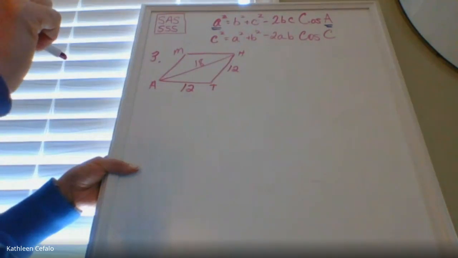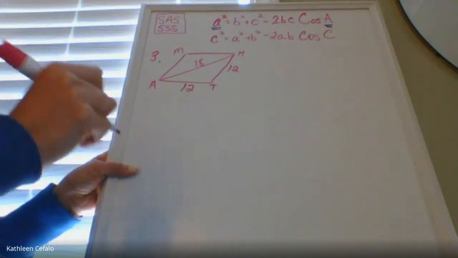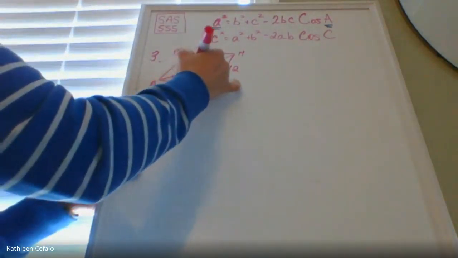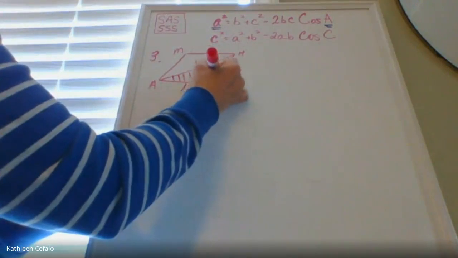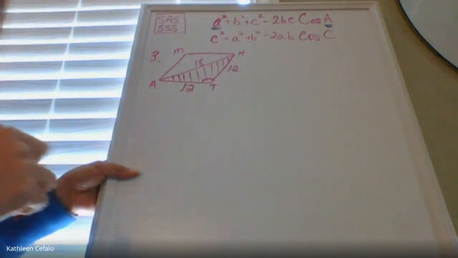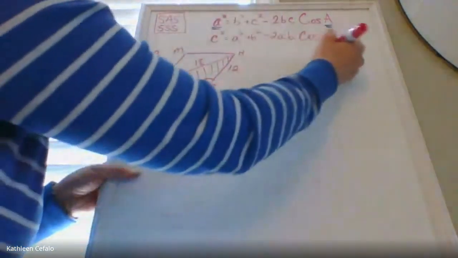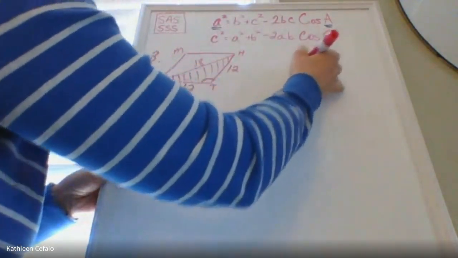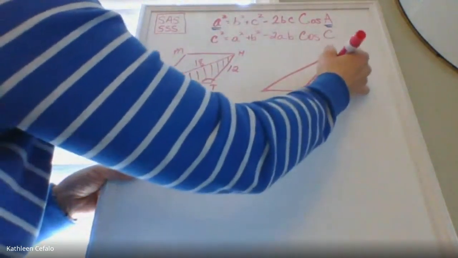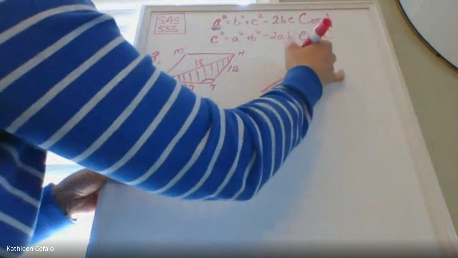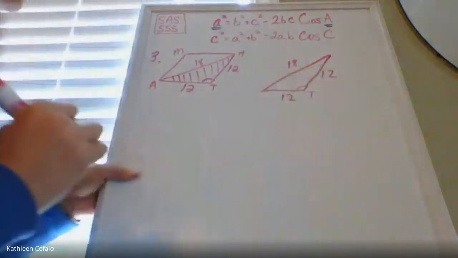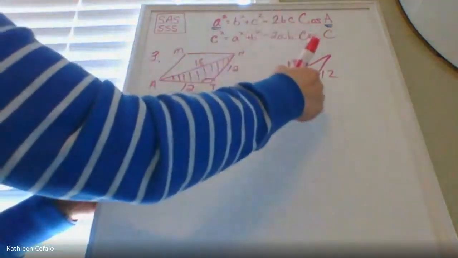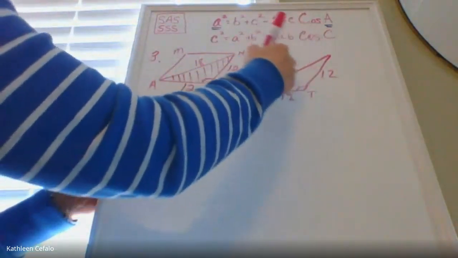So kind of like what we said before, the larger angle is going to be opposite the larger side. So if I just zone in on this triangle right here, my larger angle is going to be angle T, and it's opposite that side of 18. So if I need to, I can pull this triangle out. I have 12, 12, 18, and I'm looking for angle T. So there's that side angle pair again that we're talking about.